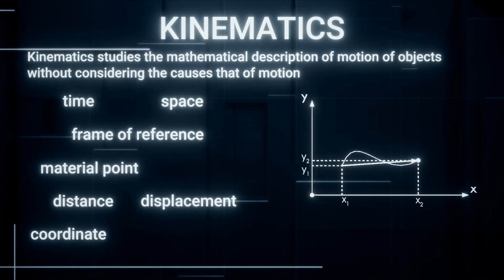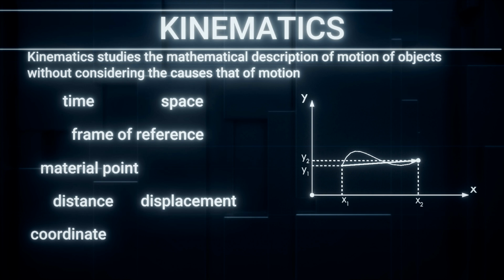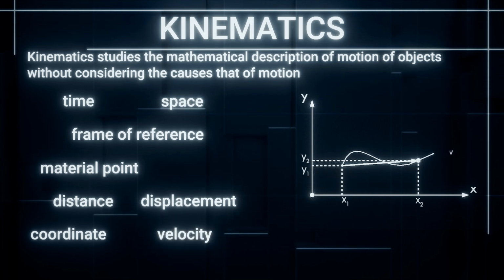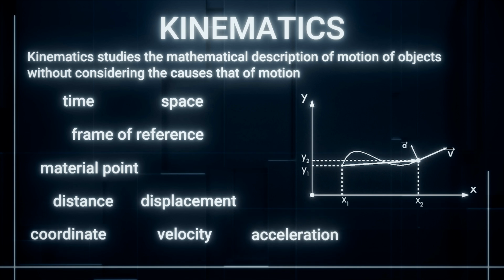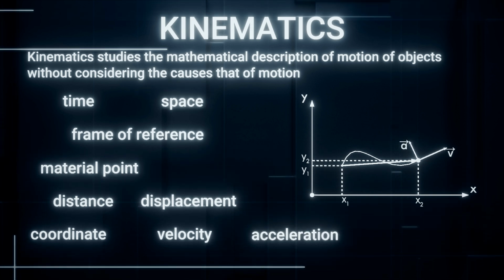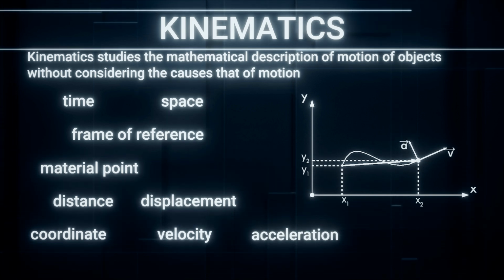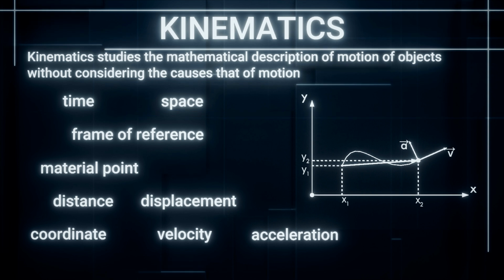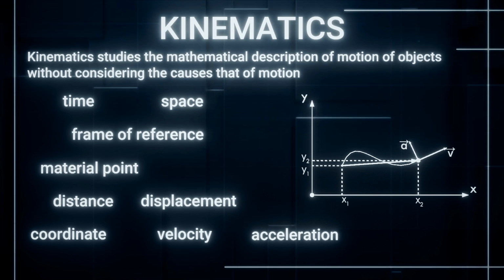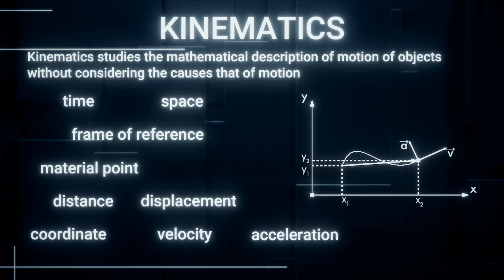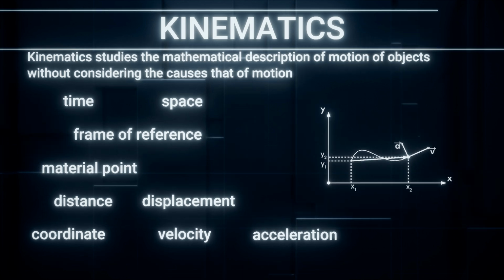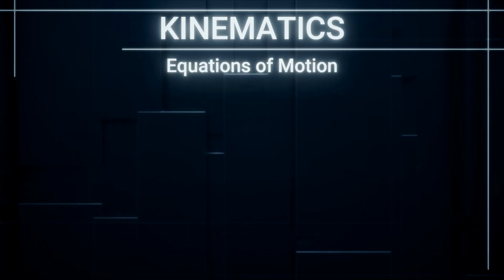To describe motion, we need velocity and acceleration. Velocity tells us how fast an object's coordinates change. Acceleration tells us how fast the velocity changes. Both velocity and acceleration are vectors, but since we analyze motion separately along each axis, we'll use the projections of these vectors onto the coordinate axis. Now let's take a look at the equations of motion.